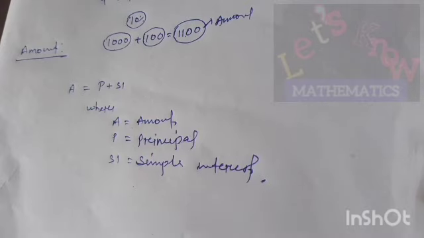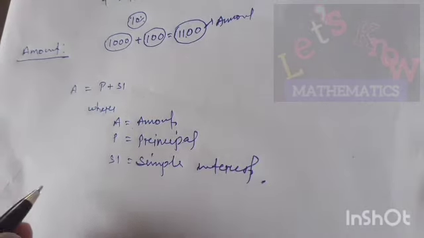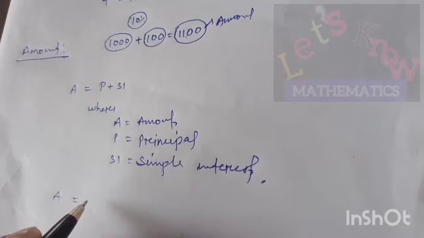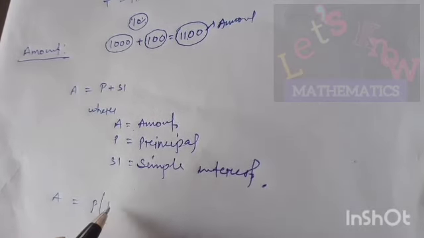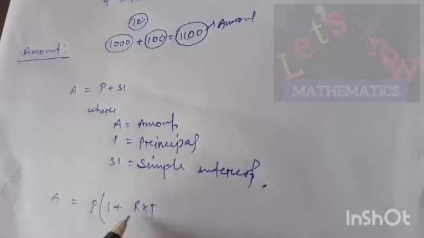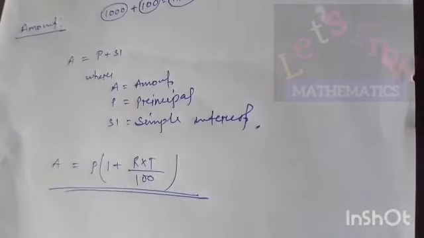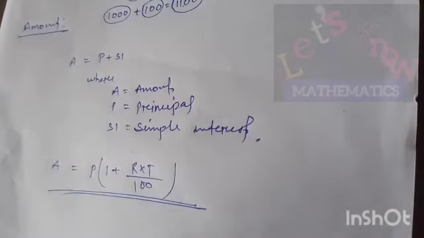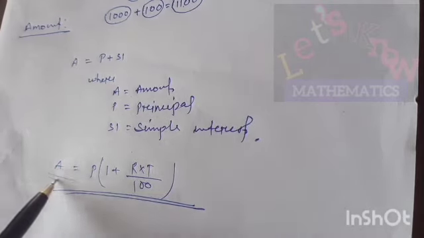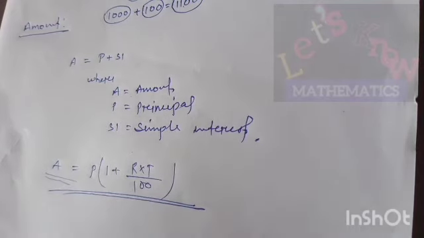That means from here, if you are going to find the amount directly, then we can write A is equal to P(1 plus RT by 100). So suppose you are given 1000 rupees for 1 month and the rate of interest is 10%. Then how much money will you get after 1 month? If you are going to find the amount directly, then we can use this formula. We can find it this way.